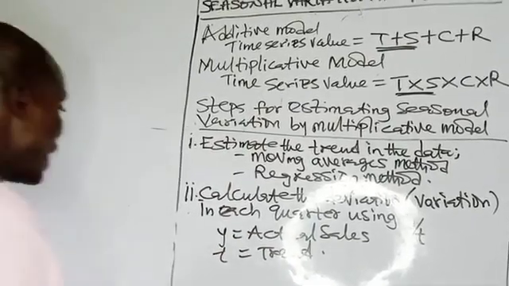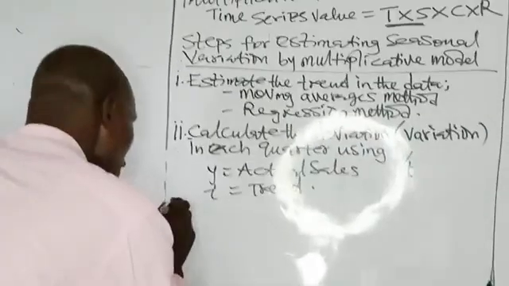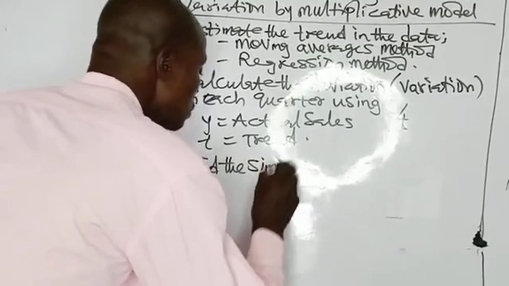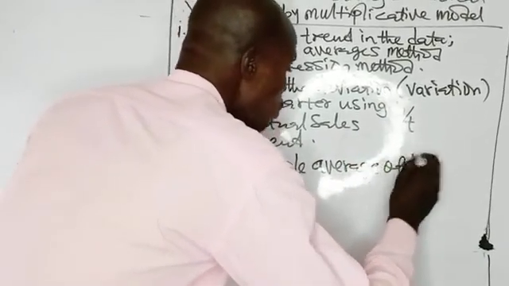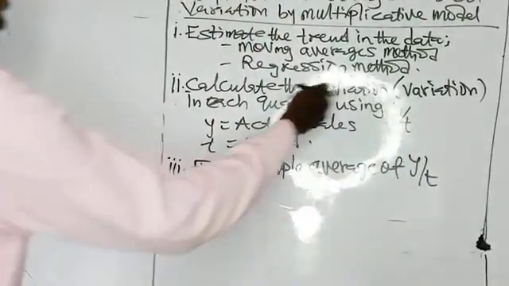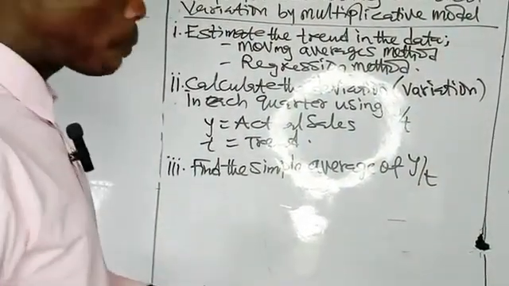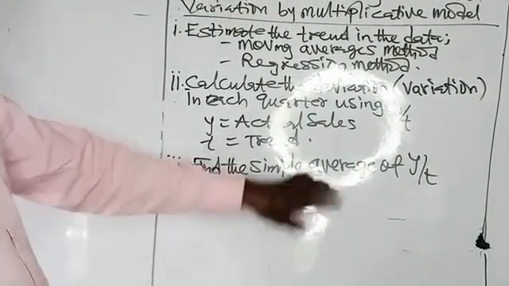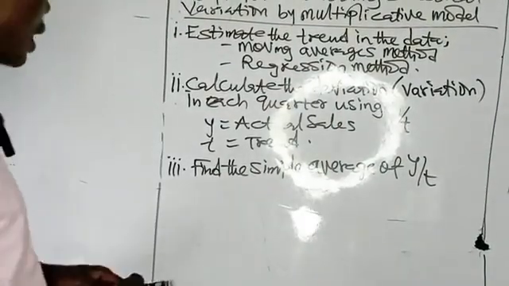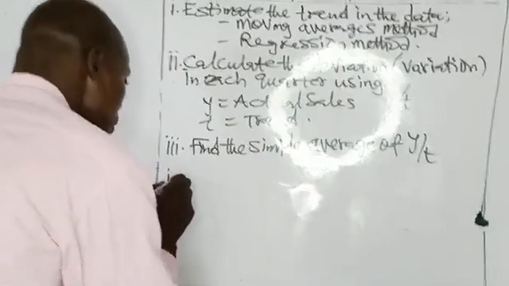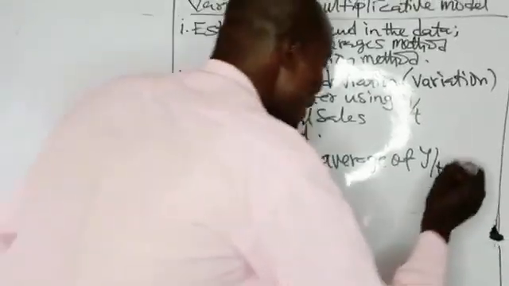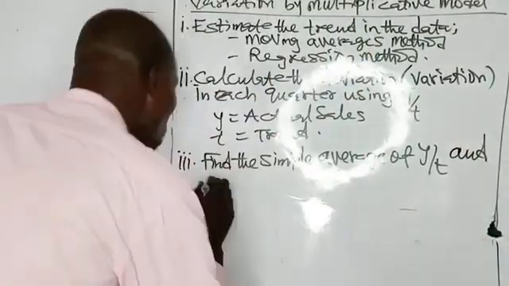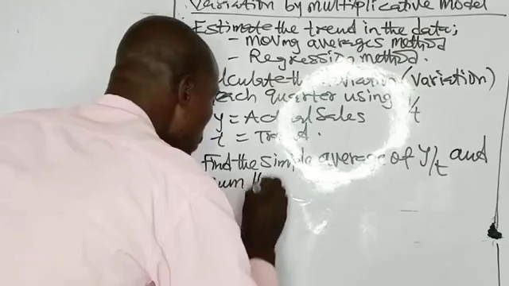Step 3 is to find the simple average of y over t, that is, of the result obtained from step 2. So you find the simple average. Step 4. Let me continue that step. Find the simple average of y over t and sum them up.